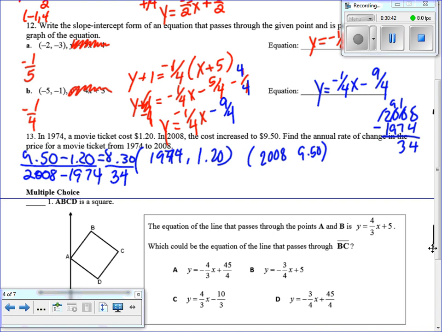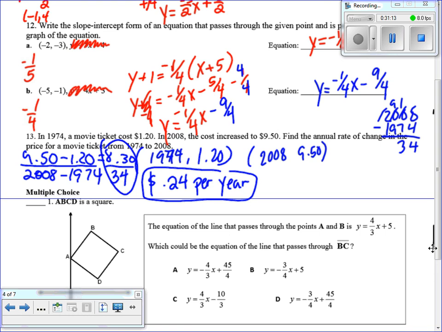Okay. The annual rate of change. So we're not quite done yet. Now we need to change this part, this 8.30 over 34, into a unit rate. So your average cost per year would be 0.24 cents per year. So you need to make sure that that bottom quantity, when we're looking at per year, gets down to 1.